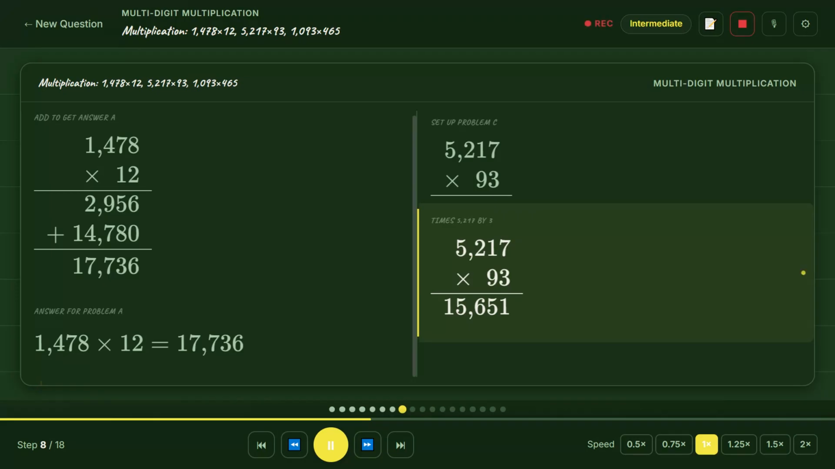7 times 3 is 21, write 1, carry 2. 1 times 3 is 3, plus 2 is 5. 2 times 3 is 6. 5 times 3 is 15. We get 15,651.